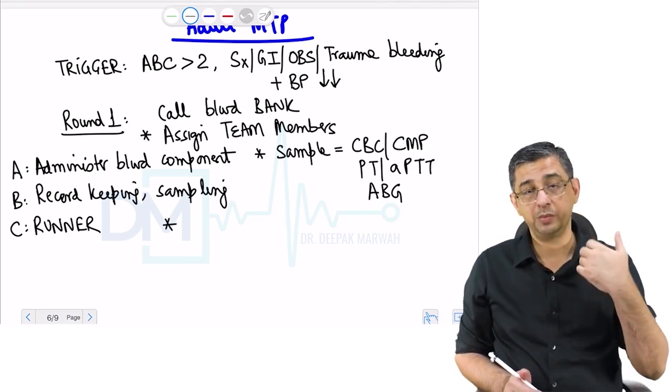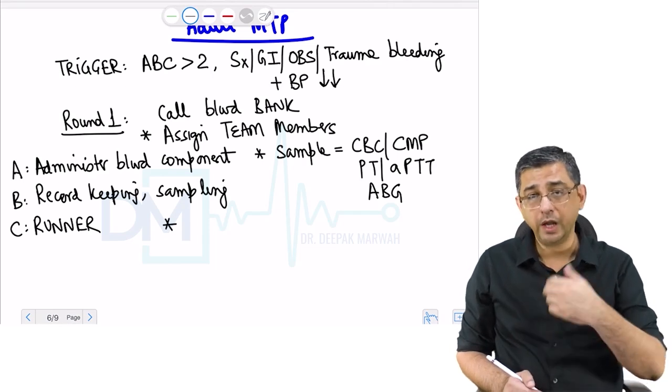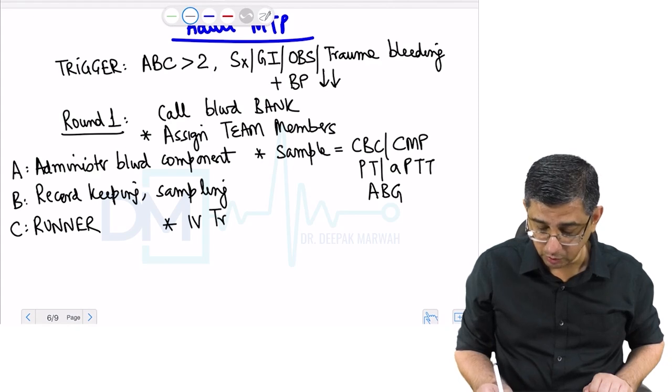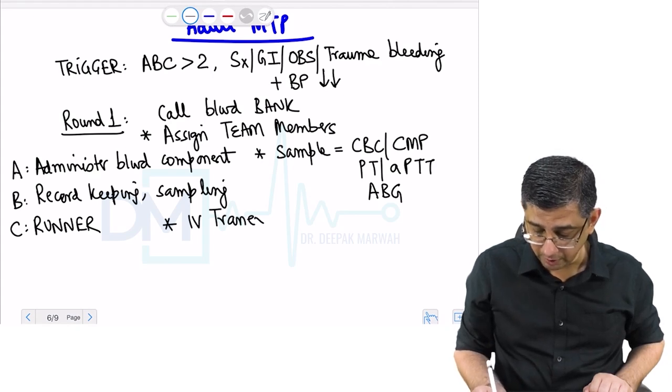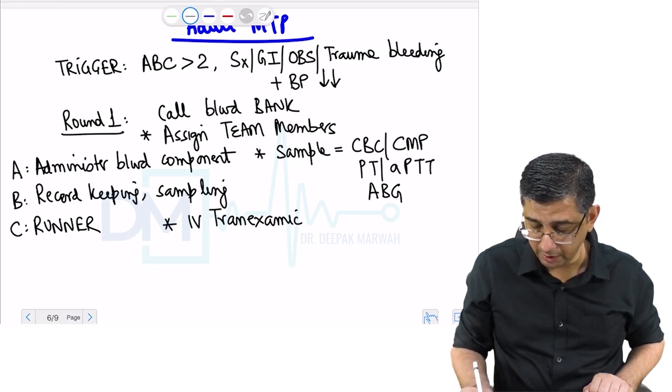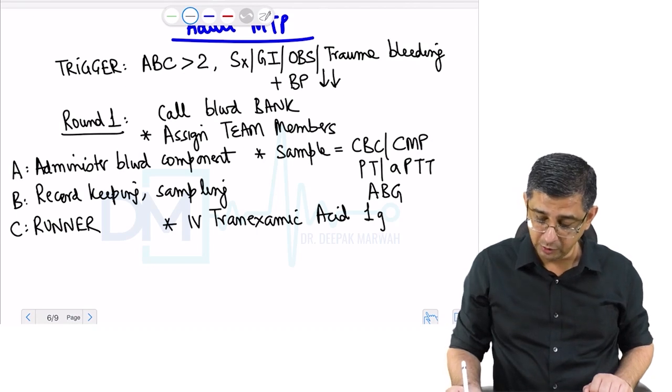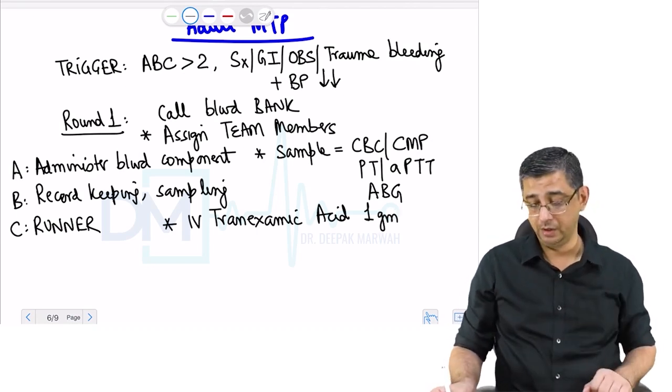Next, I will ask team member number A. Remember, he is the one who is responsible for administering blood components or any other product to the patient. So to team member A, I will ask the person to give 1 gram of tranexamic acid to the patient. This is an antifibrinolytic agent which has been documented to have great efficacy, especially in surgically induced bleeding.